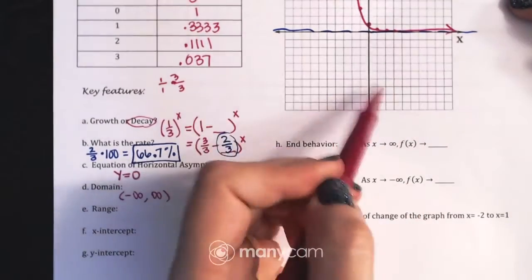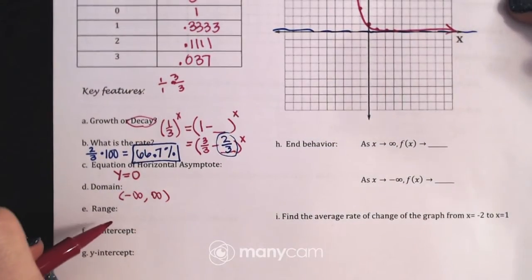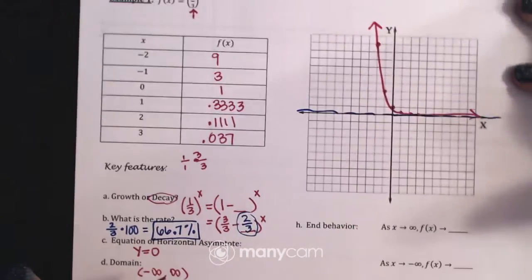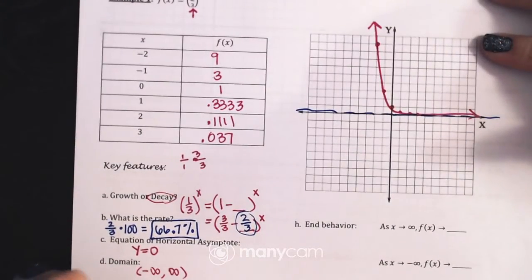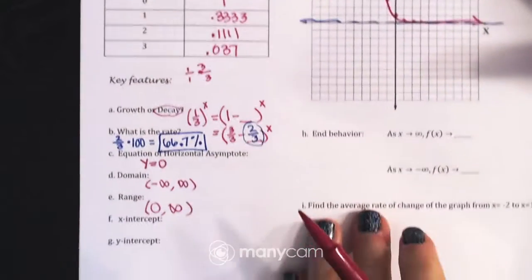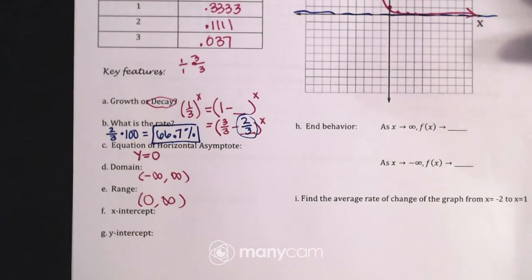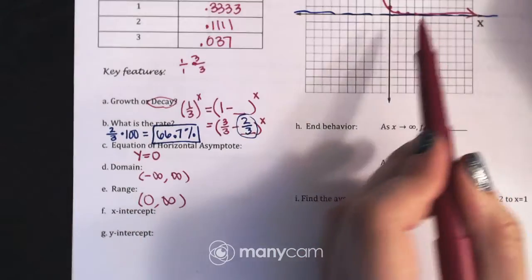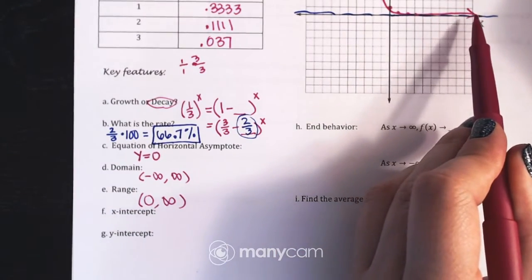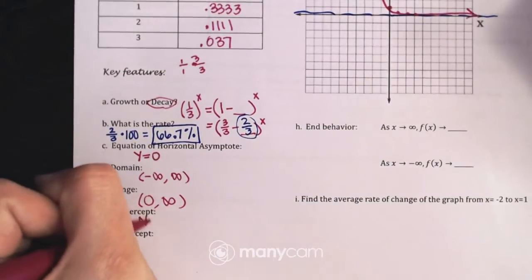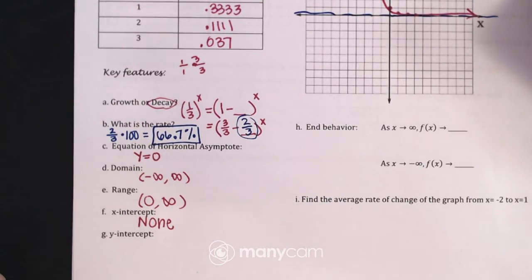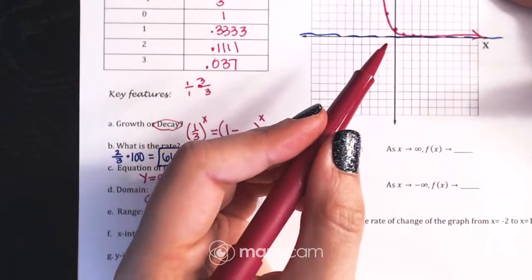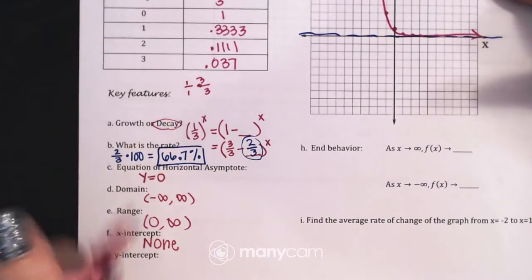I don't see anything in the graph down here, so I see my range is not going to start until that asymptote at 0, and then the y values will go up forever, so up to infinity. My x-intercept. So if I have an asymptote at 0, it's not going to touch 0. It's getting super, super, super close. So I actually do not have any x-intercept. My y-intercept I can see on the graph, and I can see it on the table. So x is 0, y is 1.